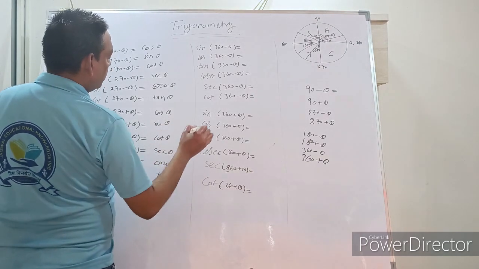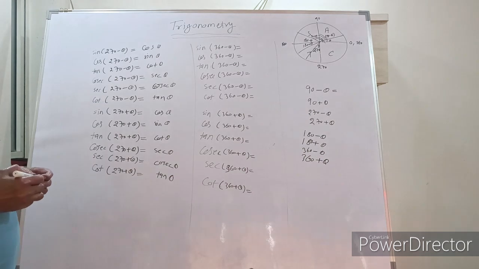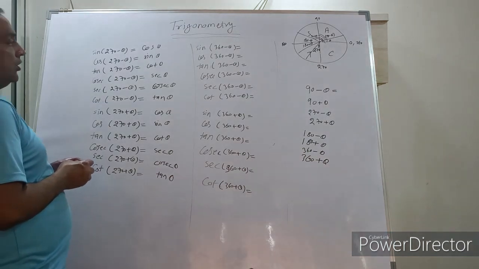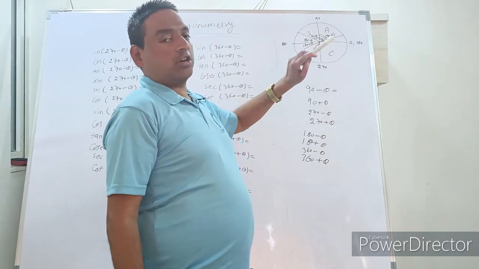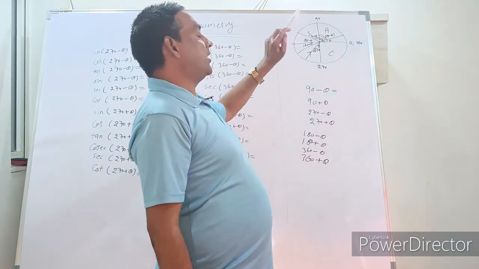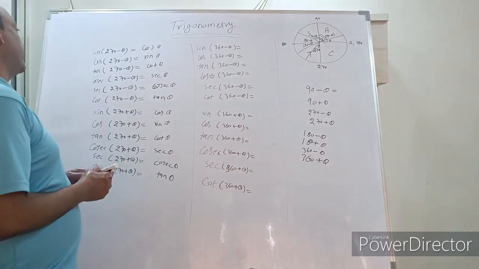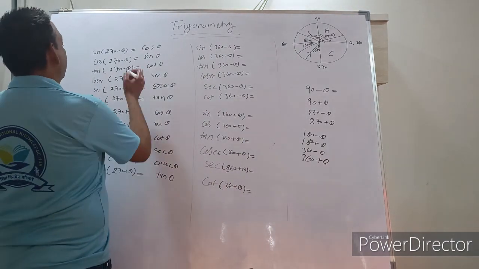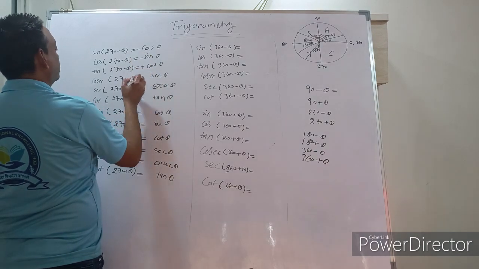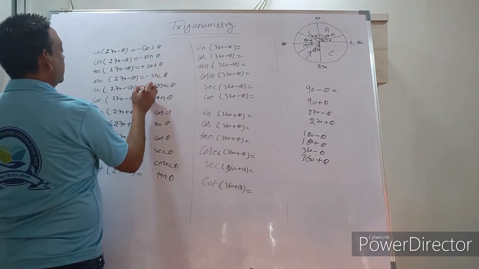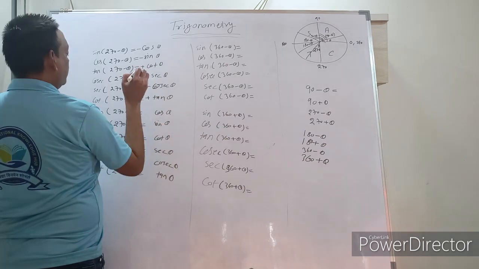Now the important thing is whether it is plus or minus. So 270 minus theta lies in the third quadrant. In the third quadrant only tan is positive, meaning everything else will be negative. The sine is negative, cos is negative, tan is positive, cosec is negative, sec is negative, cot is positive.